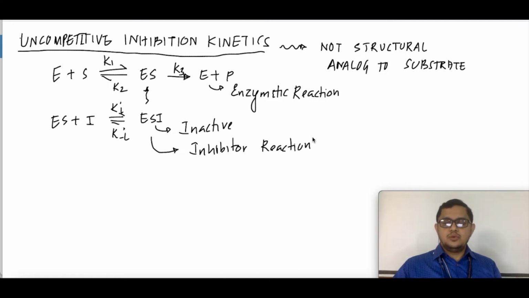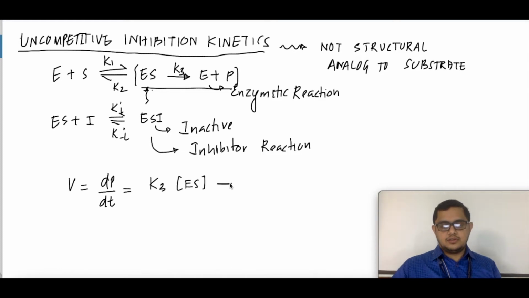Let me first derive the equation for the rate of reaction. The rate of reaction is how much product is produced. So, we start with V is equal to dP by dt, which is all about this particular equation. That means it is K3 into ES. Let us say this is equation number 1.